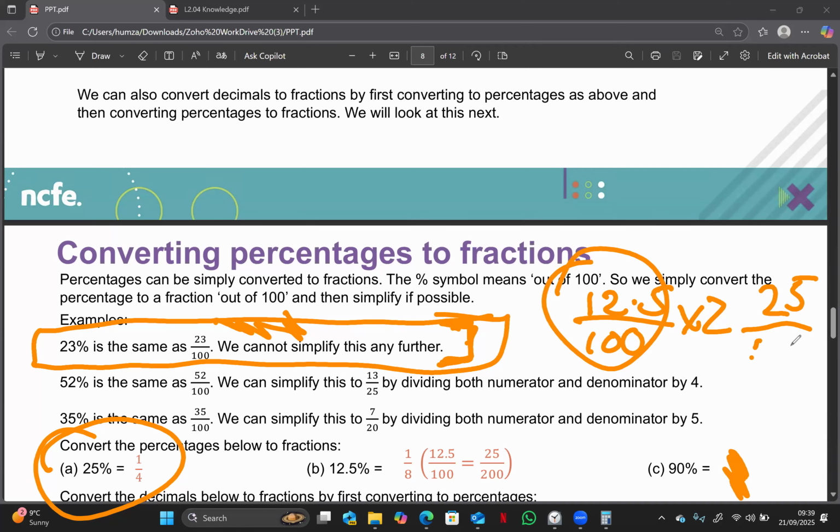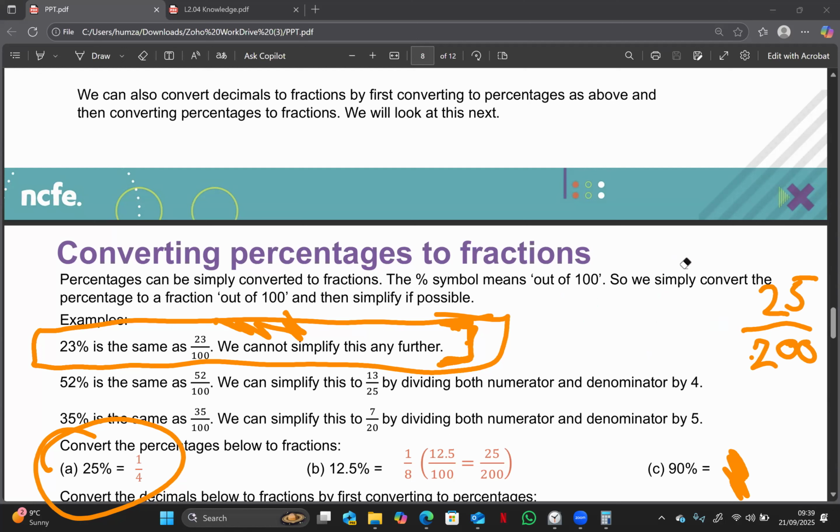200. Exactly. Now, how do we simplify that? Can a number go into both 25 and 200? Can you divide it by a number? Sorry, can you repeat, please? Can you divide these two by one number and get a whole number to simplify it? What can you divide it by? The biggest number you can divide it by.